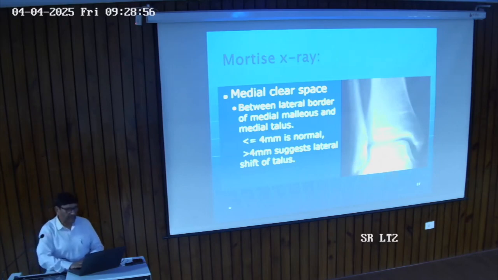So if the medial clear space is less than 4 mm, it is normal. But if it is more than 4 mm, this suggests a talar body shift. Now, how can the talar body shift? It can only shift if there is a deltoid ligament rupture. Okay.